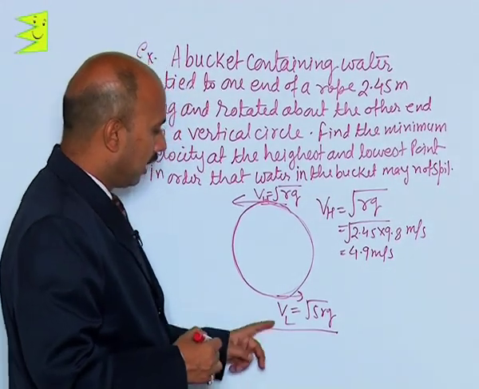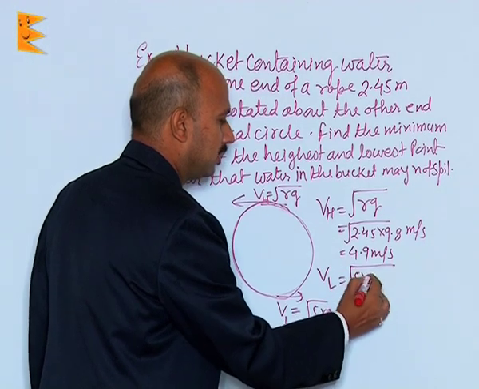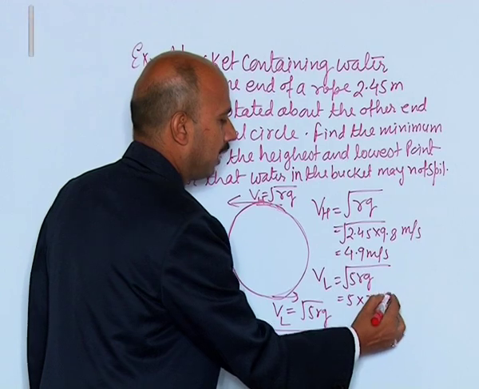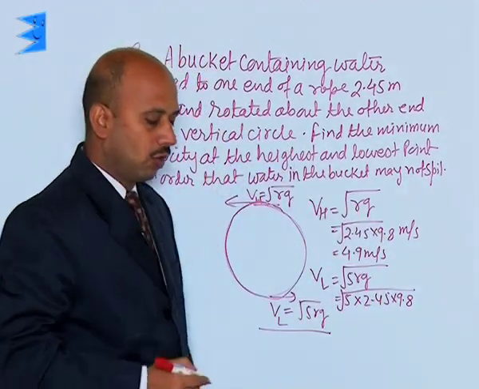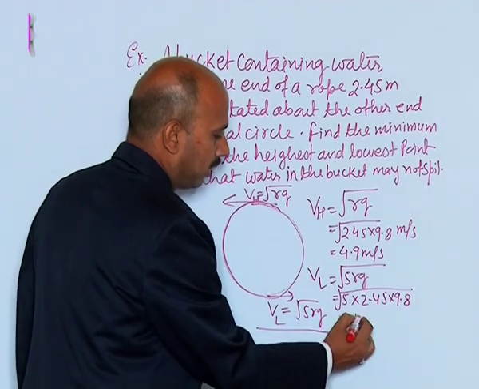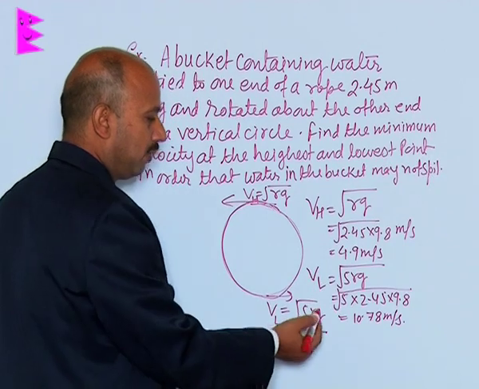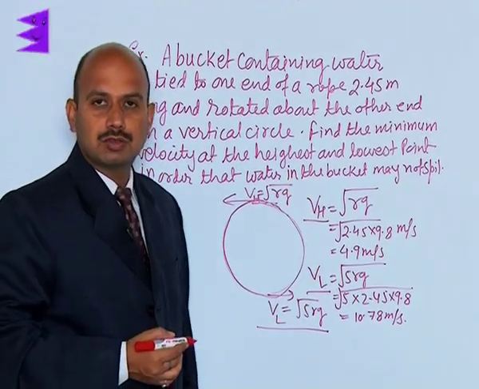approximately. Now, at the lowermost point also Vl is equal to under root of 5 Rg, that is 5 into 2.45 into 9.8, and when you solve it you will be getting 10.78 meter per second. So, this is the minimum velocity at the lowermost point, this is the minimum velocity at the highest point.